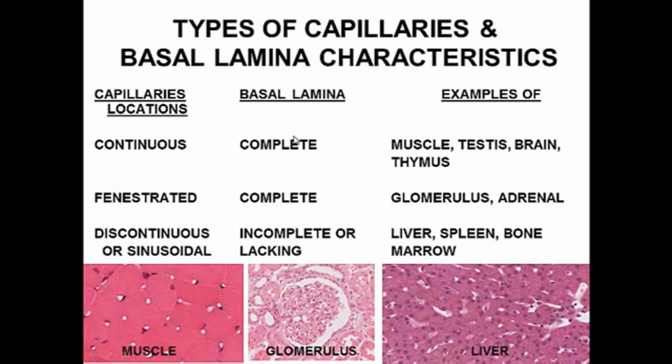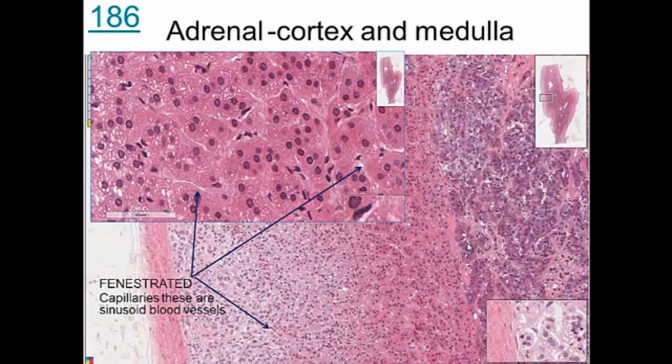All epithelium sits on basal lamina, and endothelium is an epithelium, so it sits on the basal lamina, but it's incomplete, or maybe lacking in some places in the discontinuous or the sinusoidal. And so examples of the continuous, as we said, brain, muscle, testis, thymus. For the fenestrated, adrenal, glomerulus, and the kidney. And then the discontinuous would be the liver, spleen, bone marrow. And these other two are part of the immune system, and you have to have blood cells migrating through. So you need a pretty big hole for them to be able to get through easily.